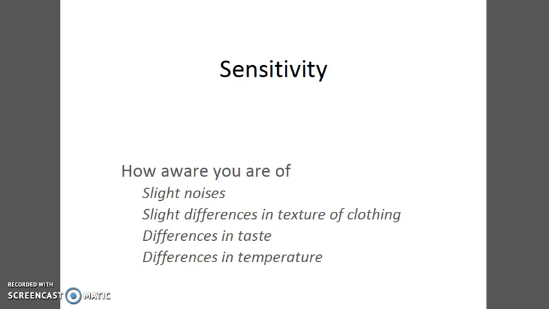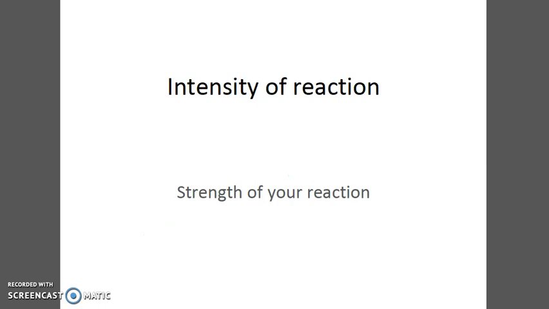Sensitivity is how sensitive a child is to potentially irritating stimuli such as bright light, loud sounds, touch. Intensity of reaction. This is the strength of a reaction. Some children express their emotions with great intensity, while others are more low-key or softer in their reaction.